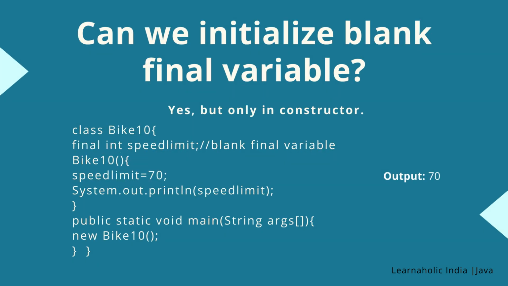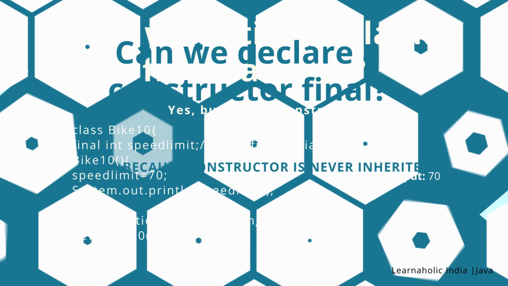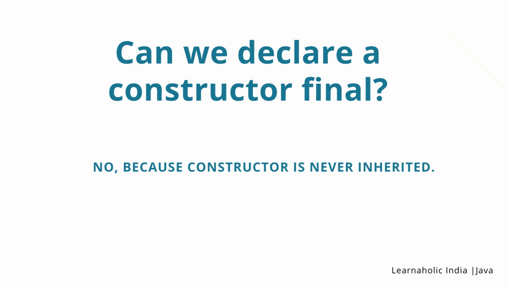Next is, can we initialize a blank final variable? Yes, but only in the constructor. For example, the final variable speed limit is initialized to 70 in the constructor. So we got the output: 70. Next is, can we declare a constructor final? No, because a constructor is never inherited.